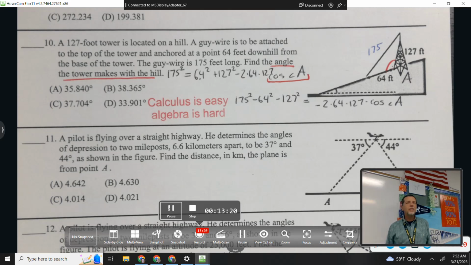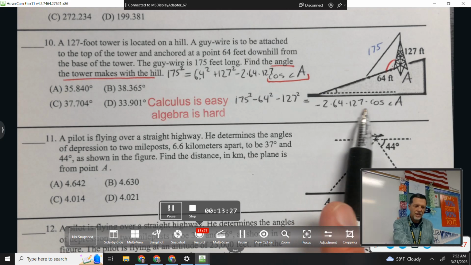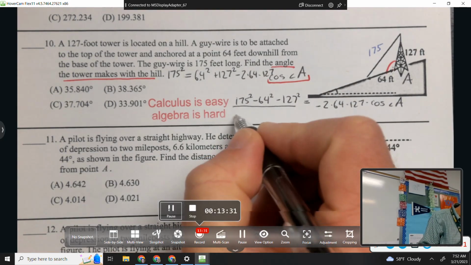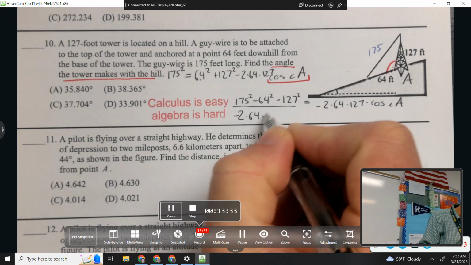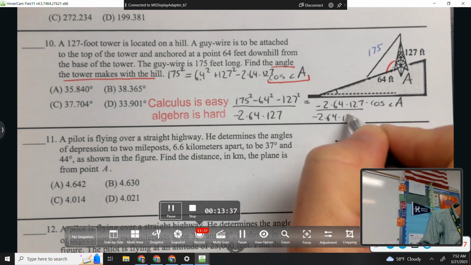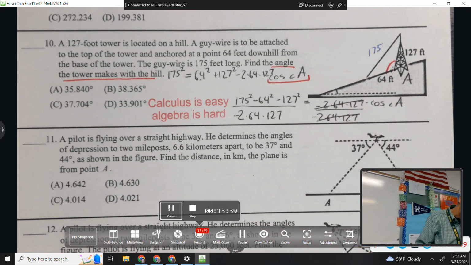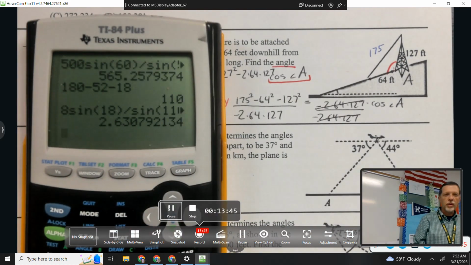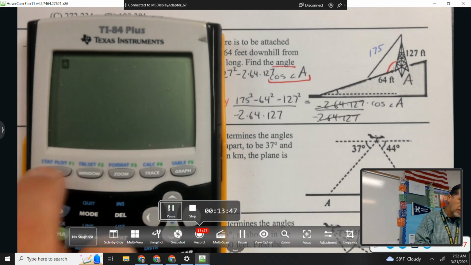And then, Toby, do you remember what to do next? Divide by 2 times 8. Yeah, I'll divide by all of that stuff. Negative 2, 64, 127. And then now it's a calculator problem. And preferably a calculator with a fraction bar so I'm not worried about parentheses.